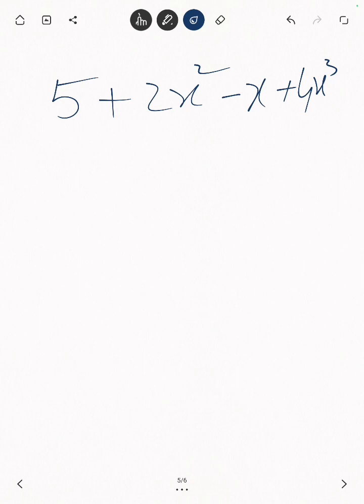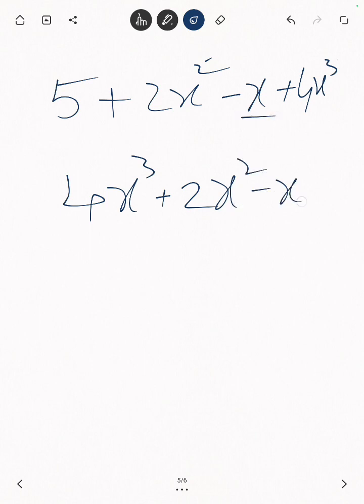Let us take an example. 5 plus 2x square minus x plus 4x cube. If you see the powers of the variables, they are not in order. So, what is the largest power here? Cube, right? So, first of all, place it. 4x cube. What is the second largest? This power, right? Place it, carrying it with the symbol. What is the third largest? This one.